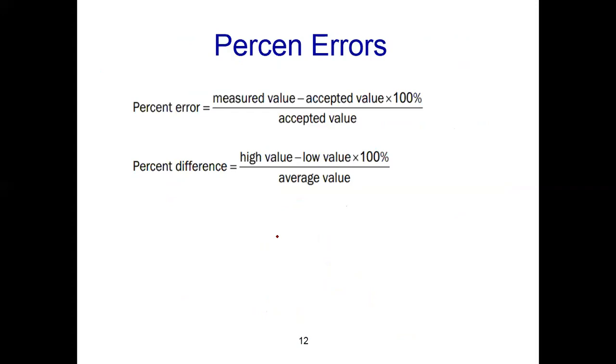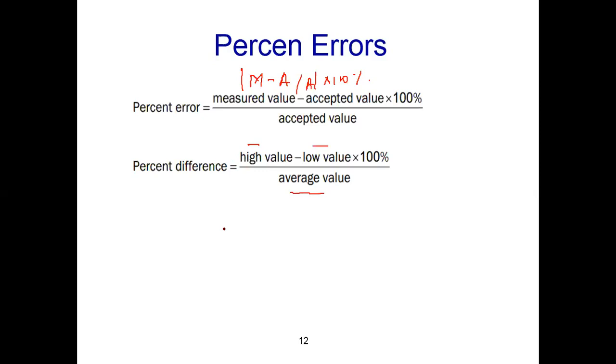Okay, percentage error and percentage difference. How to find percentage error? We have a formula: the measured value minus the accepted value, or you can say measured value minus actual value, divided by the actual value, with absolute value, multiplied by 100. Percentage difference between your observations is the high value minus the low value divided by the average value, multiplied by 100%.